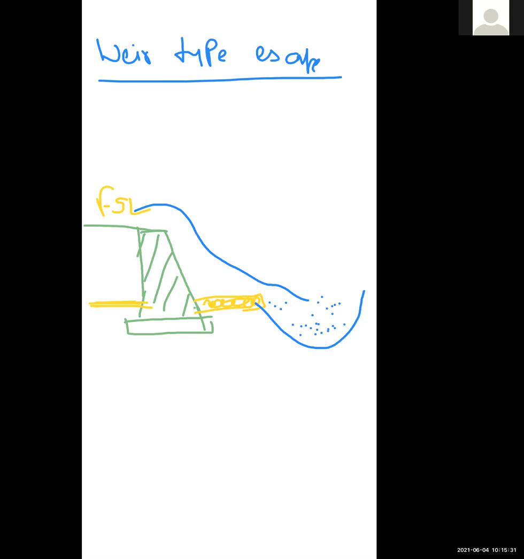So the condition for weir type escape is that the RL of the weir wall is kept at the RL of the weir equal to the FSL of the canal. FSL means full supply level. This is the condition for weir type escape.